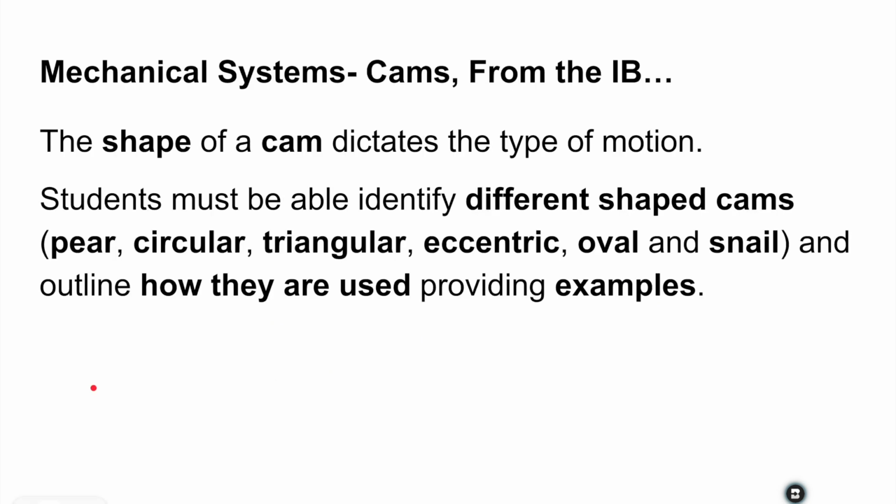From the IB, you need to understand that the shape of a cam dictates the type of motion. You must be able to identify different shaped cams. This is pear, circular, triangular, eccentric, oval, and snail, and outline how they're used and provide examples.